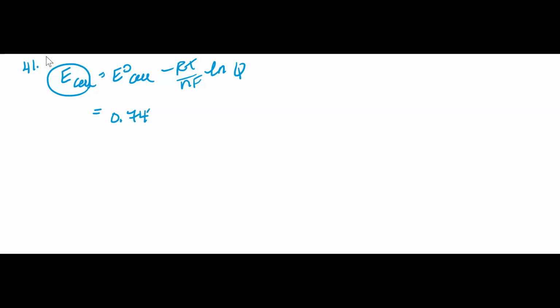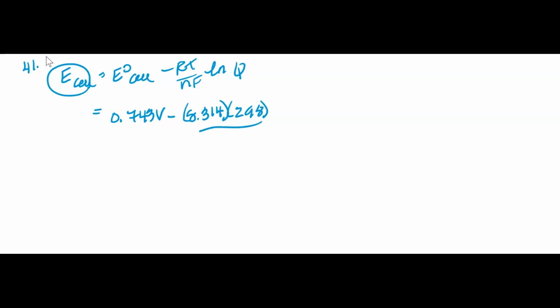Okay, let's go on to 41. We're given a balanced equation. We're given the standard E cell of 0.743. So E cell equals E standard cell minus RT over NF, natural log of Q. We are asked to calculate E cell. We know the standard E cell because that's given to us, 0.743 volts minus 8.314.